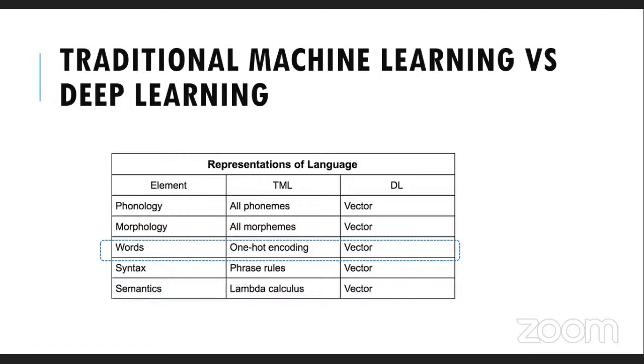In traditional machine learning models, the language is represented as a one hot encoding, but in deep learning, it is represented as a vector. Now, what I mean by this, let me try to explain this. Let me share an Excel.